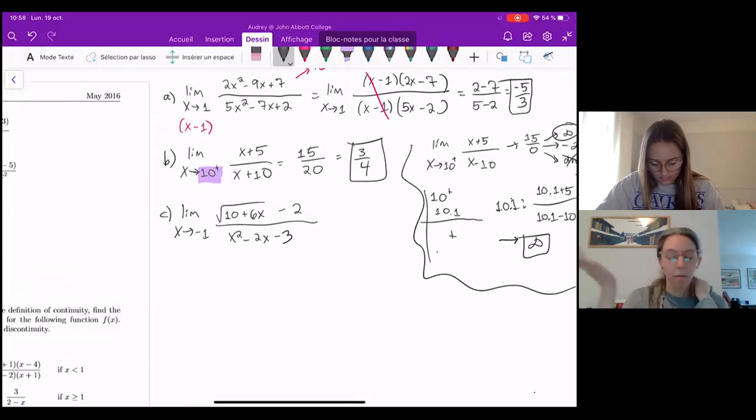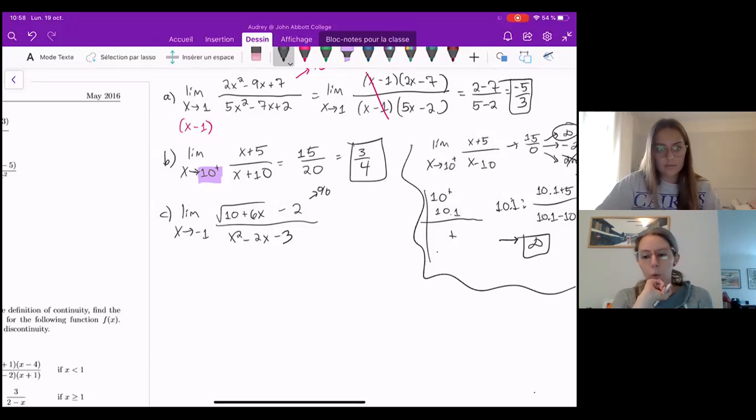Okay, I plug in here, I also get 0 over 0. Always plug in. Just because there's that square root does not mean necessarily that you are going to get 0 over 0. So you should always check.